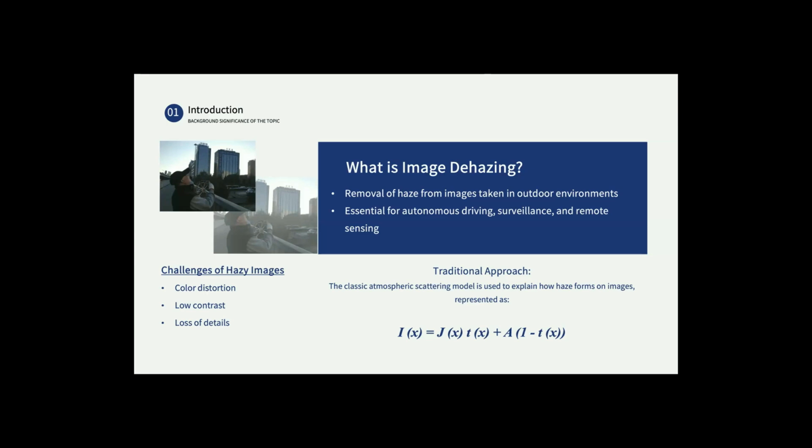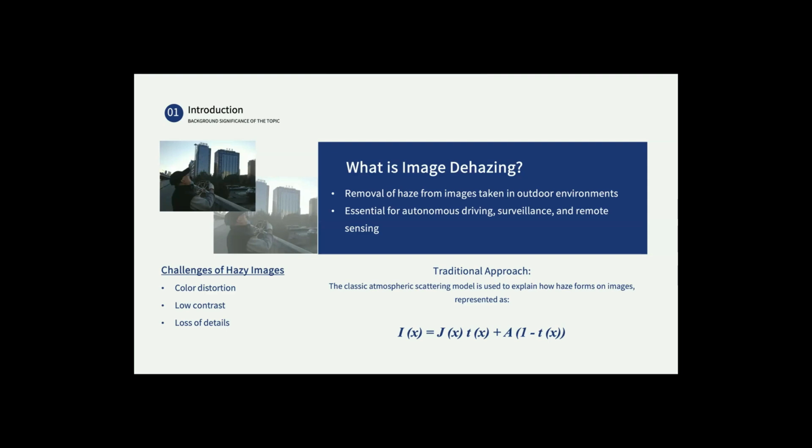Now in simpler terms, the first term, J(x)t(x), represents the light from the scene passing through the atmosphere. And the second term, A(1 minus t(x)), represents the light that is scattered by the haze. The challenge in recovering the dehazed image is quite difficult because we have to recover J(x), the clear image, from I(x), the hazy image. And so this is an ill-posed problem because we have to estimate both t(x) and A without directly having access to them.